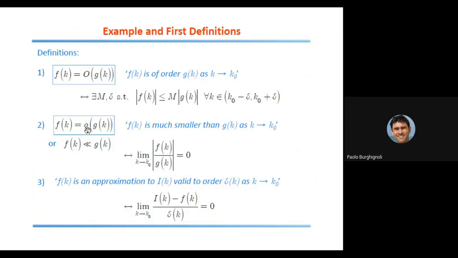Whereas the small o symbol tells you that f is much smaller than g, again in the same limit when k tends to k0, and you can write it also with this double sign here. This means that the ratio between f and g goes to 0 in absolute value. So f goes to 0 more rapidly than g does. And we also say, finally, that f is an approximation to I valid to order delta in the same limit if the difference between I, which is what you are trying to approximate, and f is much smaller than delta. So the ratio here goes to 0.